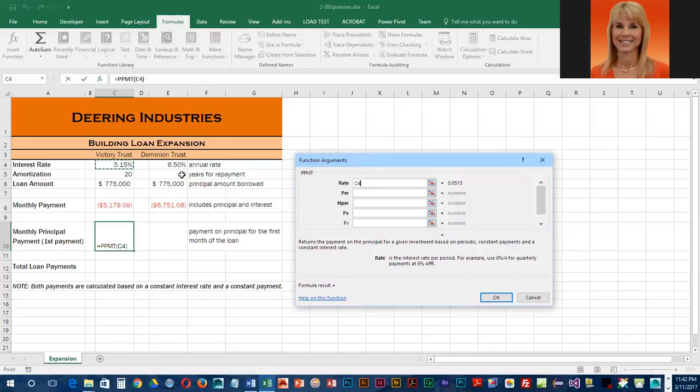And remember, rate is yearly, and we are interested in the monthly principal payment. So we have to make this yearly rate into a monthly rate by dividing it by 12. And then we're going to click on periods. We want to know the principal paid on the very first loan payment, so we're going to enter a 1 here.